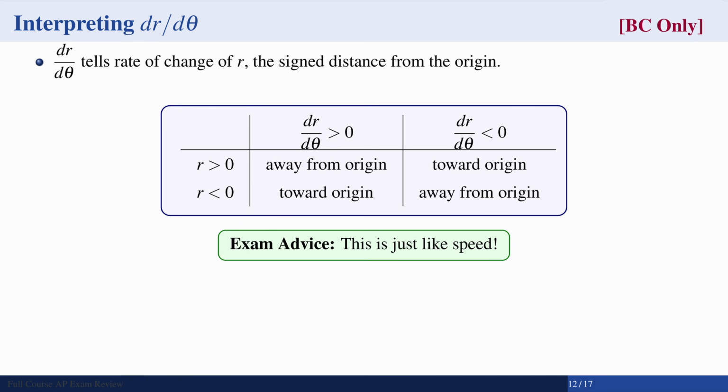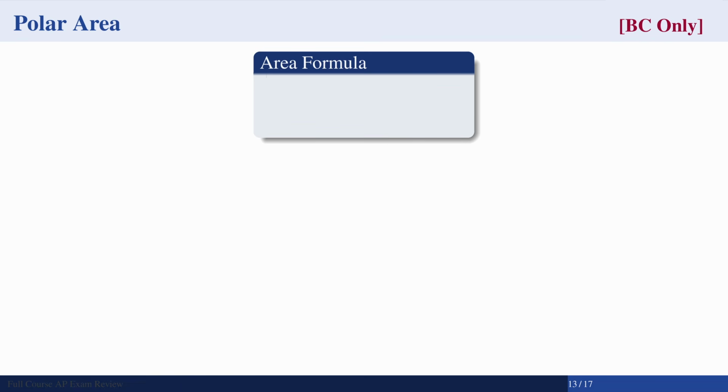They don't ask about that all that often, but it's definitely a fair question, so we should know how to do it. I would say that polar area is the thing that gives people the most nightmares about polar, and I don't really think there's a reason for it. I think it's that people aren't really well acquainted with graphing polar, and that's really where the issue comes from.